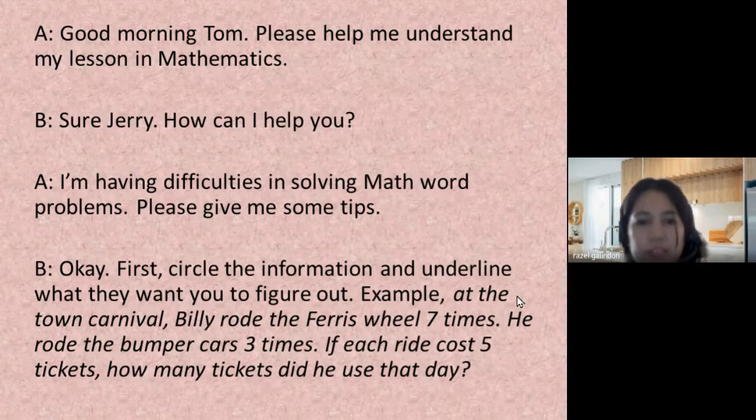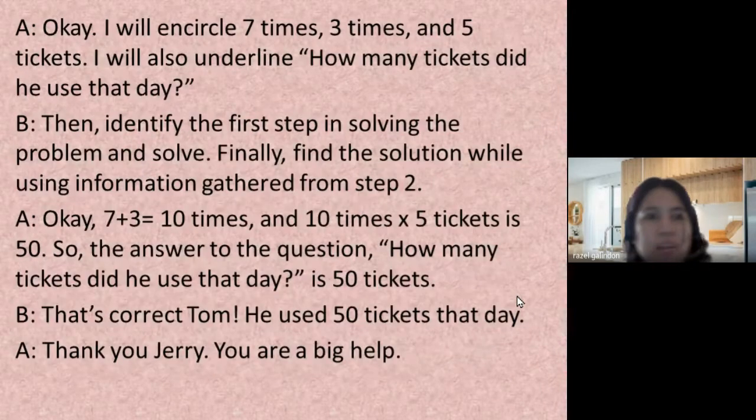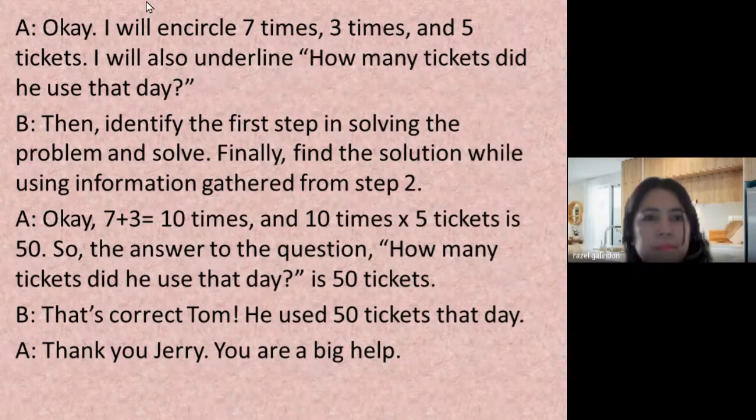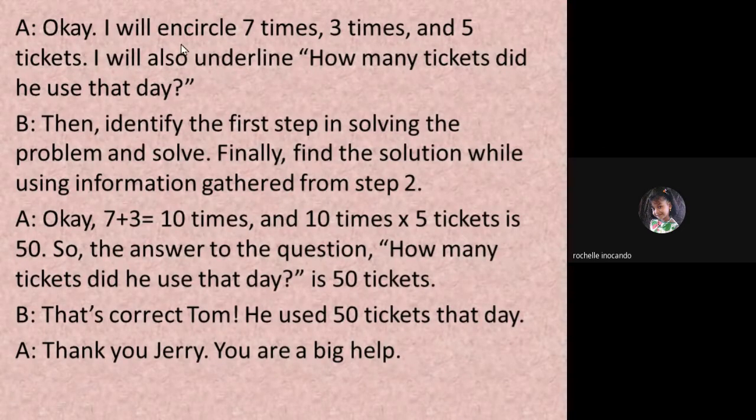First circle the information and underline what they want you to figure out. Okay, so again, it is giving an instruction or directions. So therefore, it is an imperative sentence. How about the first line here on this slide? Can you see any imperative sentence here? Do we have an imperative sentence here? None. Okay, there's none. If there's no imperative sentence here, what other type of sentence can you see here? Declarative po.